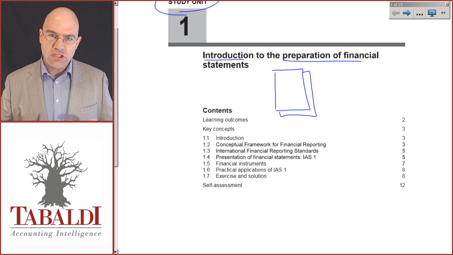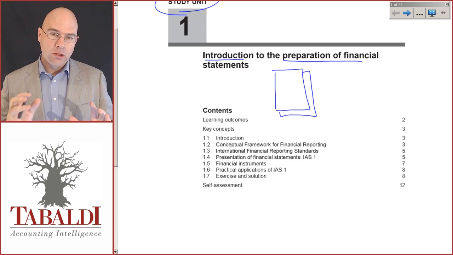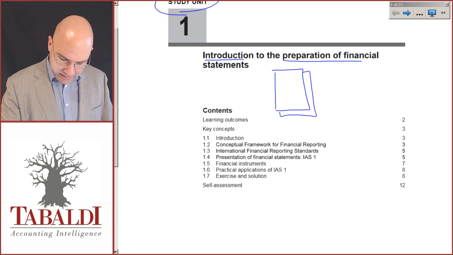So this introduction chapter is not heavily examined, right? This is quite theoretical. The one part that will be in the exam for a few marks is the section that doesn't fit in so well, the financial instruments. But let's quickly have a look.